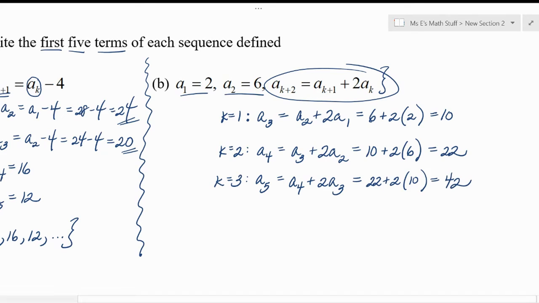So from here, we would just list the terms. So the first term was 2, then we got 6, and then 10, and then 22, and then 42, and the sequence would continue in that manner forever. There you go.